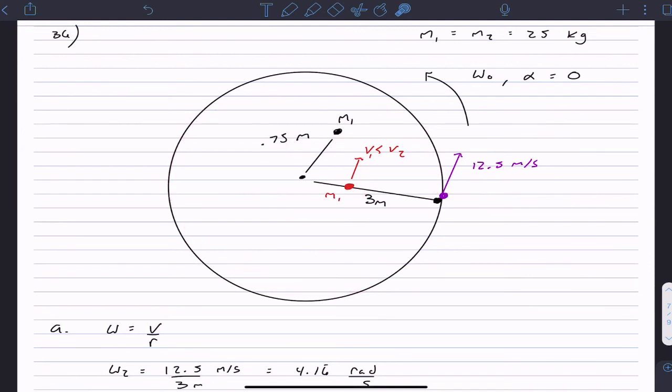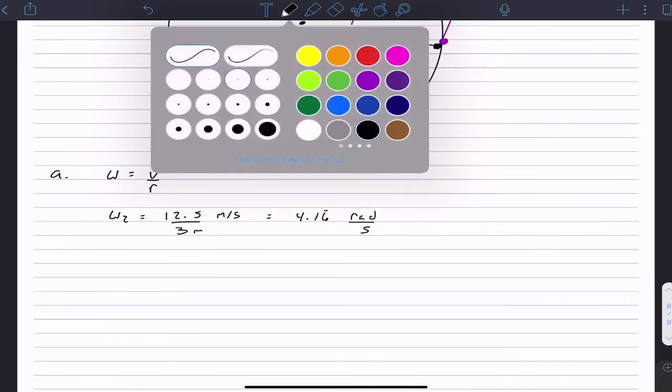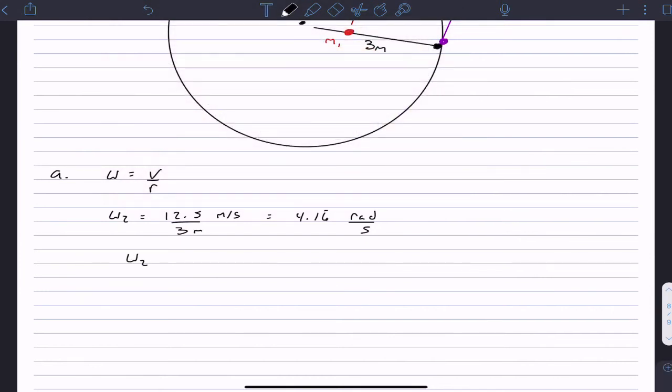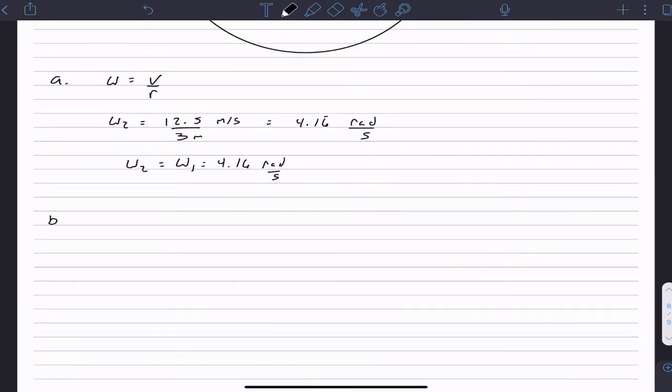If we draw a line here, this whole line is going to be moving at the same rotational speed. So that means that this is the same for the other child as well, which is 4.16 radians per second. Next, we are asked to find what angular distance each child moves in 5 seconds.